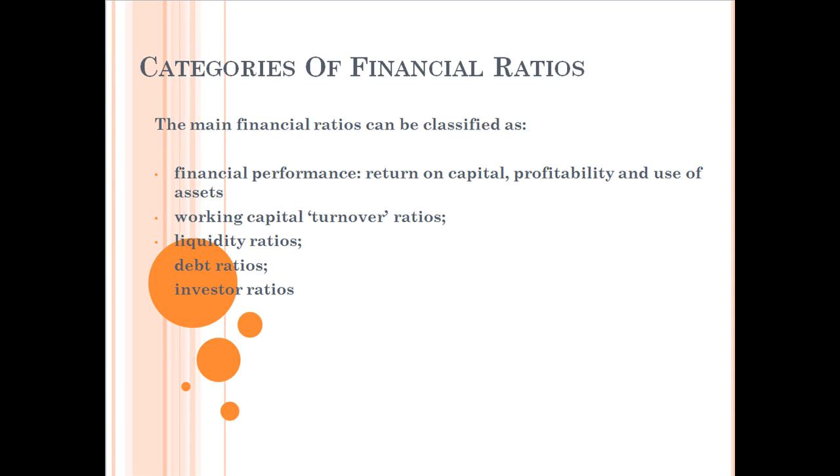Now let's move on towards the categories of financial ratios. The main financial ratios can be classified as profitability or financial performance ratios, working capital ratios, liquidity ratios, debt ratios, and investor ratios. Now we are going to discuss these ratios in further detail.